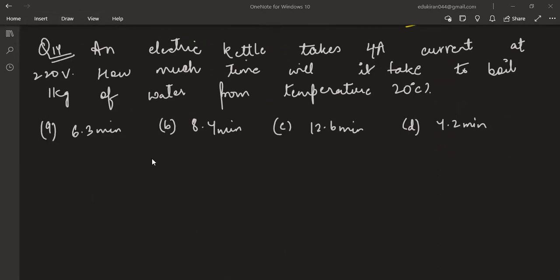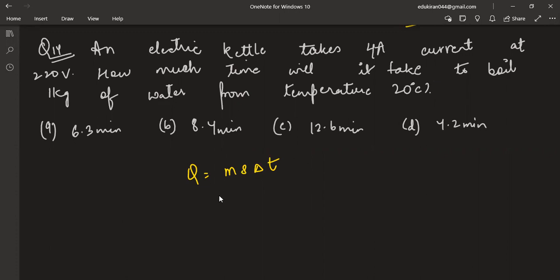See, an electric kettle takes 4 ampere current at 220 volts. Now, how much time will it take to boil 1 kg of water from temperature 20 degrees Celsius? See, you must have done change in heat is ms delta T when the temperature is changing. So here also temperature is changing. So how much time will it take to boil 1 kg of water from temperature 20 degrees Celsius?